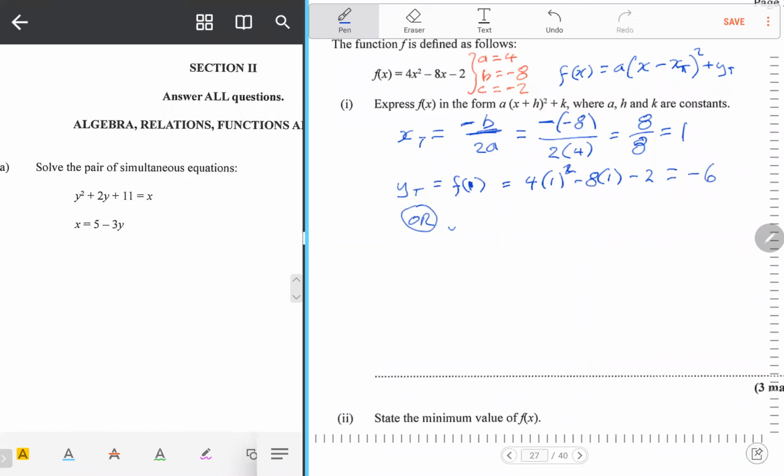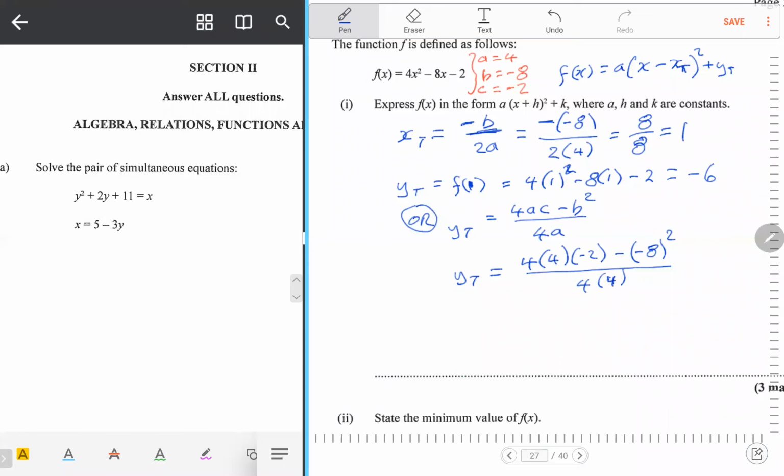Or we could use our yt formula, which is 4ac minus b squared over 4a. And we tend to use this formula if the xt here comes out to be a fraction. We don't want to have that fraction to deal with. Just use this formula. So if you're using the formula, yt would be 4 times a, which is 4, times c, which is negative 2, minus a negative 8 squared, divided by 4a, which is 4 times 4.